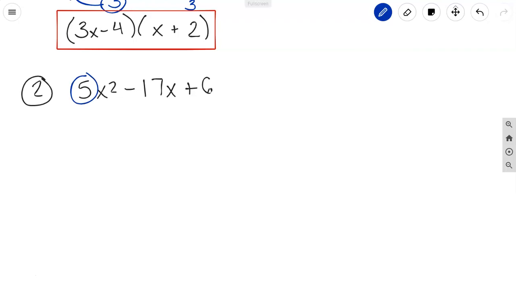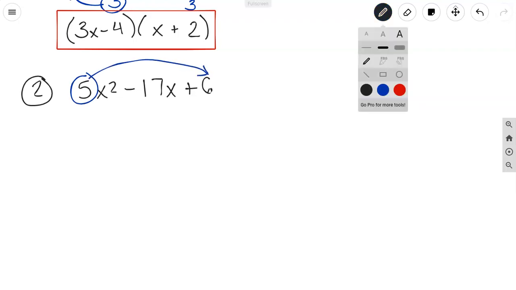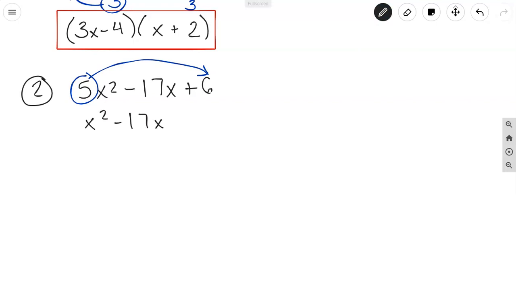The first term, 5, times 6. Then it's x squared minus 17x plus 30. And then I start factoring that. I make my little t-chart. I've got to find numbers that add to give me negative 17 and multiply to give me 30.